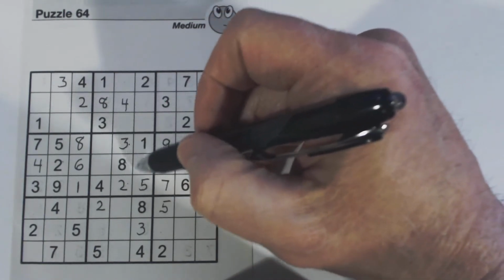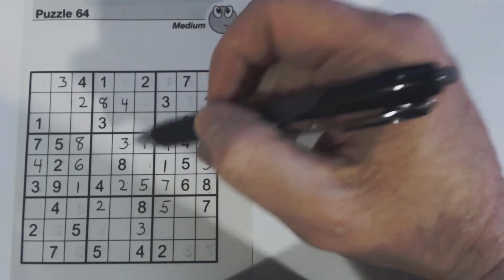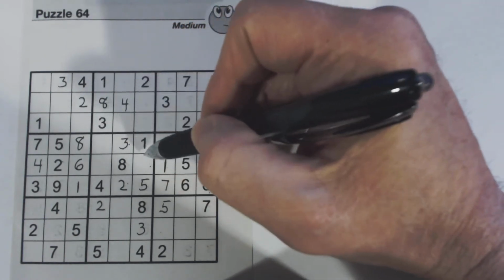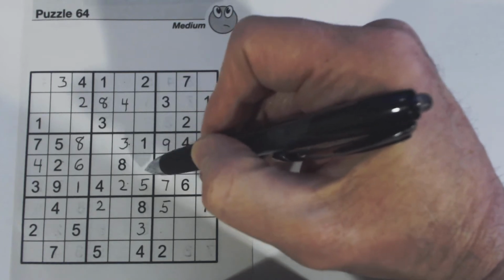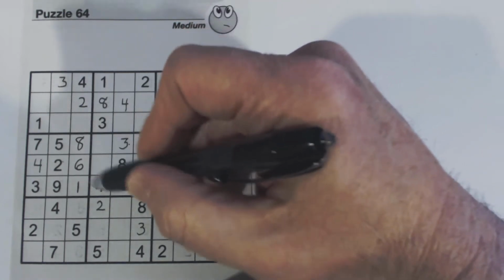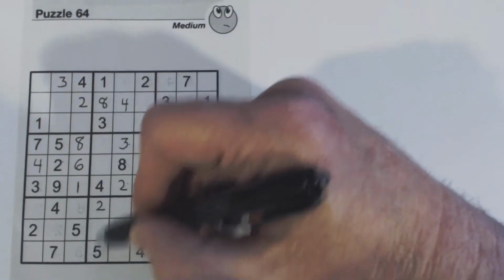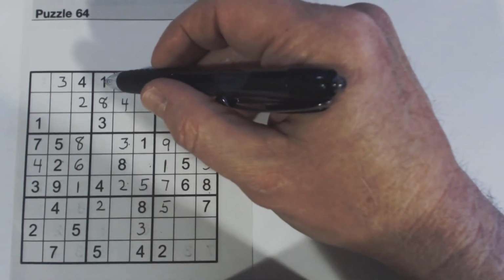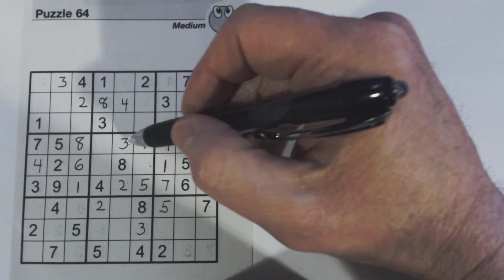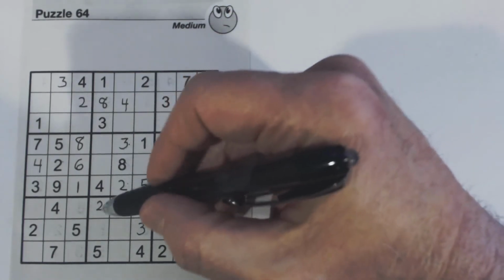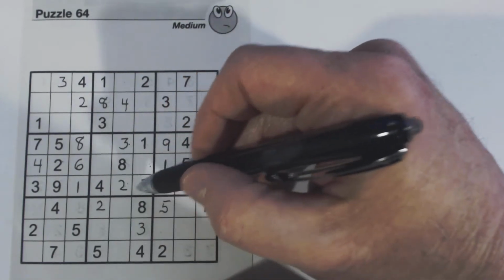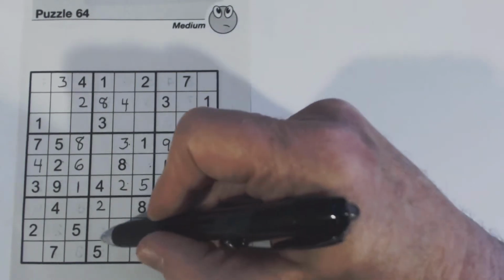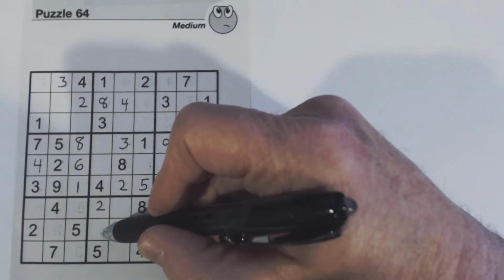Okay, we've got a loner cell here, and that is the only cell in this square that's outside of this column. Okay, and we've already got a 1, 8, and 3 in there. We've also got 2 and 5 in there. So whatever number this is, it has to be this number.